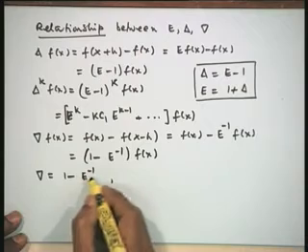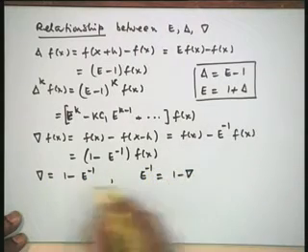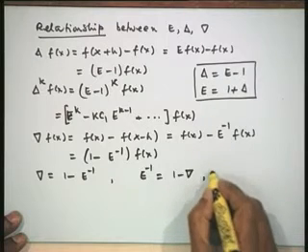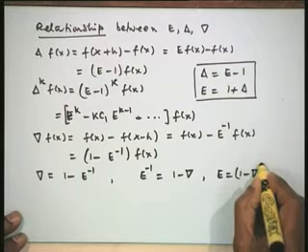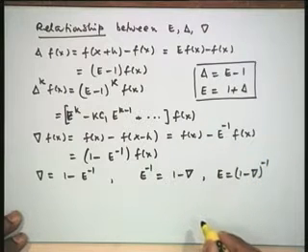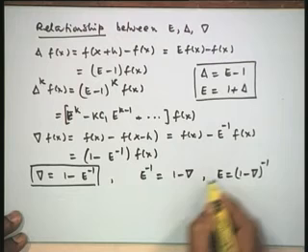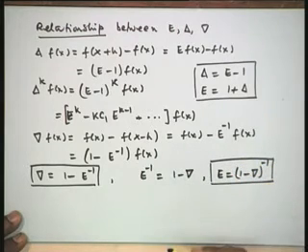Now I can bring it to this side: E^(−1) is 1 − ∇, and I invert it again, so E is equal to (1 − ∇)^(−1). So, if I want ∇ in terms of E, I will use this; if I want E in terms of the backward difference ∇, I will use this particular expression.